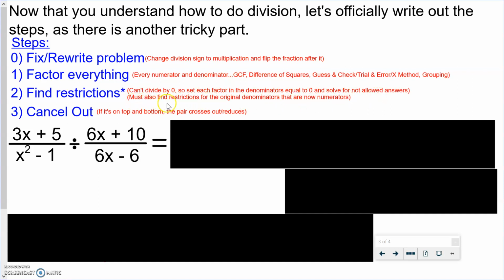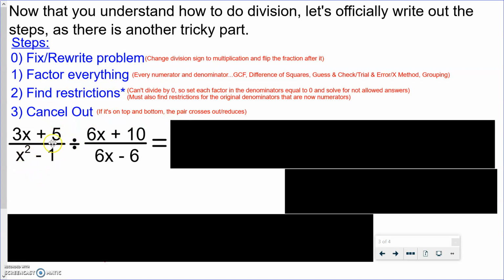But now we must also find the restrictions for the original denominators that are now numerators. So the original fraction before we flipped it did have a denominator. We had to check for that restriction as well. So with the fraction flipped, you have to find the restriction from that denominator and that numerator. And the last step is the same thing, cancel out. If it was on top and bottom, cross out that pair.